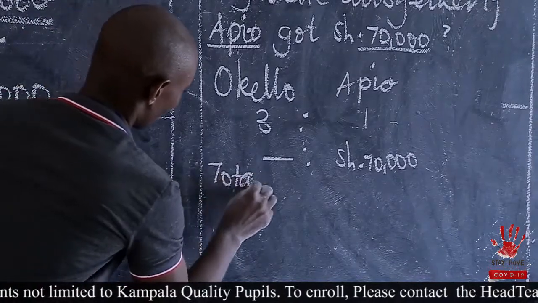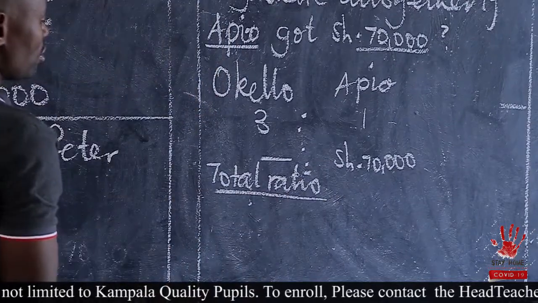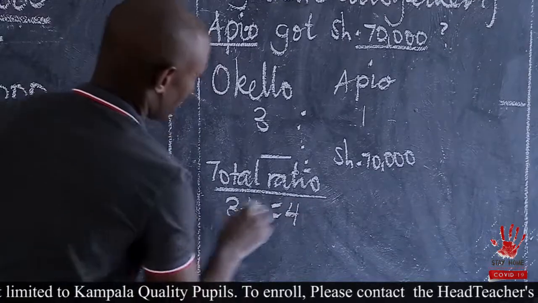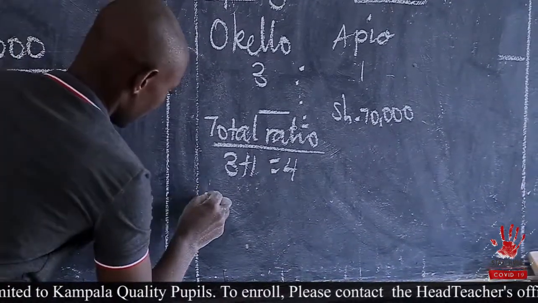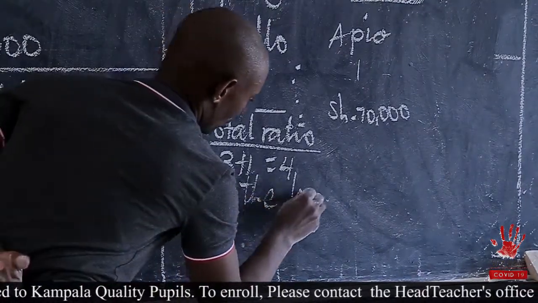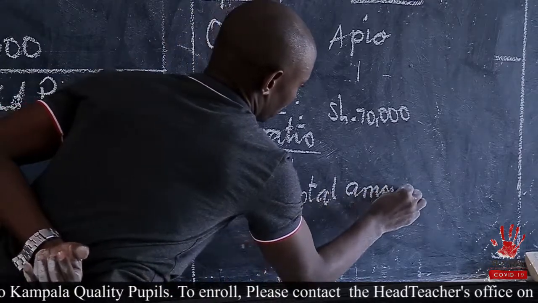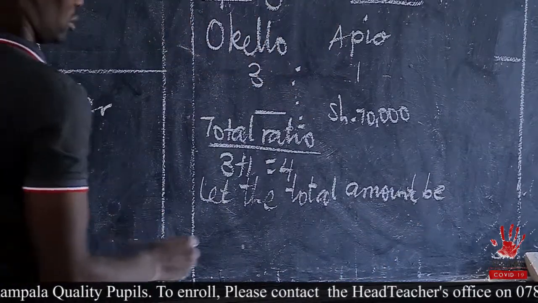Therefore, to get the total amount of money which they shared, we are going to first of all get the total ratio. So the total ratio has 3 plus 1, which is 4. Do we know the total which they shared? No. So we say, let the total amount be maybe K.